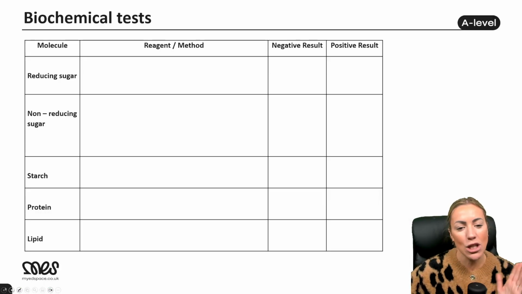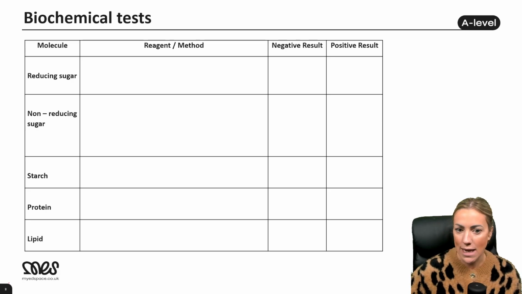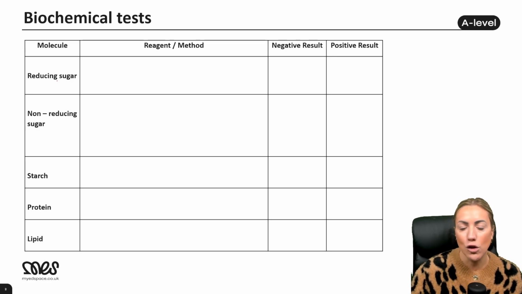The first thing that we're going to do is go through and do a quick recap of each of the biochemical tests: what reagent we use, the different steps of the method that we need to include, what the negative result would be, so if there was none of that molecule present, and what the positive result would be, which is often a colour change. So let's start with the test for a reducing sugar.